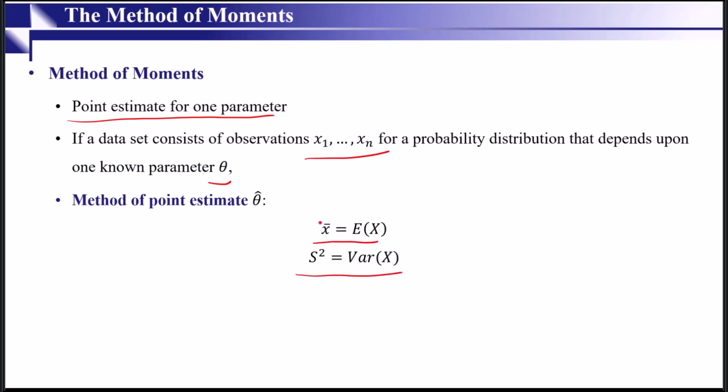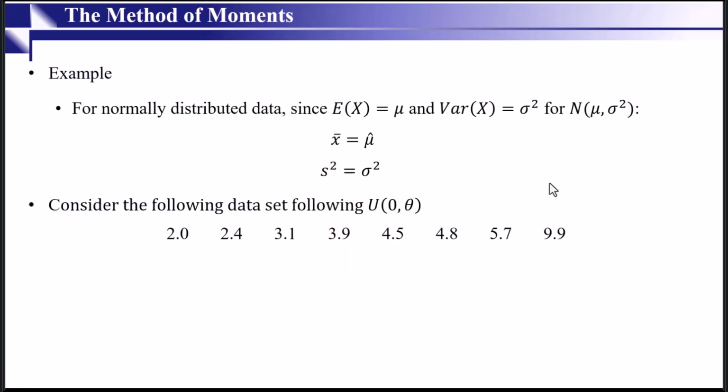Right? So these are the sample parameters, these are the population parameters. In other words, the point estimate is found by setting the sample mean equal to the population mean. Normally distributed data provide a simple example of estimating two parameters by the method of moments. For normally distributed data, since E of x is equal to mu and variance of x is equal to sigma squared, the method of moments gives x bar equals mu hat and s squared equals sigma squared, which is equal to 1 by n sum of i from 1 to n of (xi minus x bar) squared.